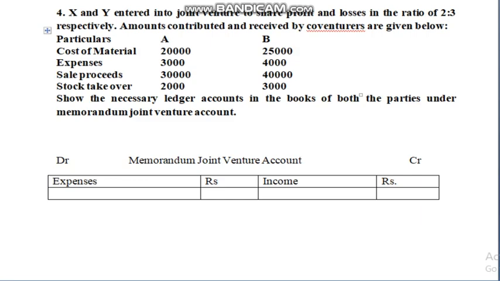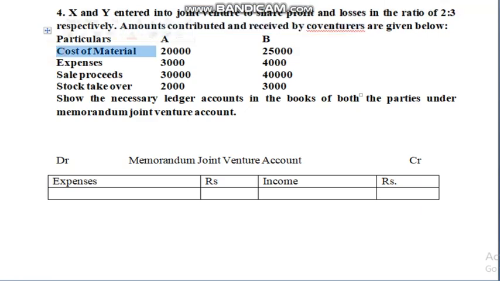In this video, I'm going to explain the Memorandum Joint Venture Account, problem number 4. Let's go through the problem. Here, X and Y entered into a joint venture to share profit and losses in the ratio of 2:3. Their profit and loss sharing ratio is 2:3. And the amounts contributed and received by co-venturers are given below.